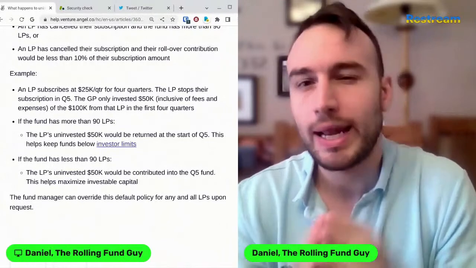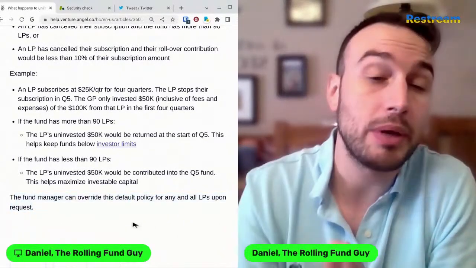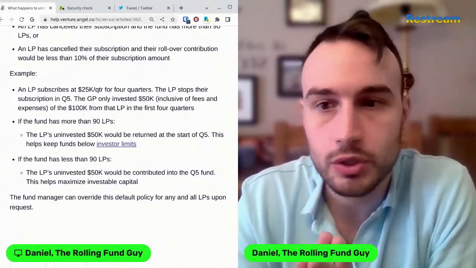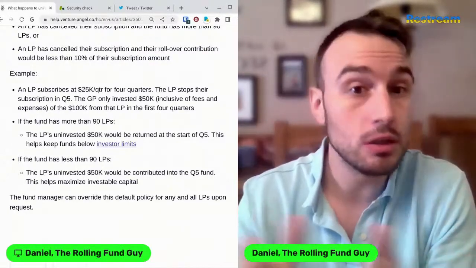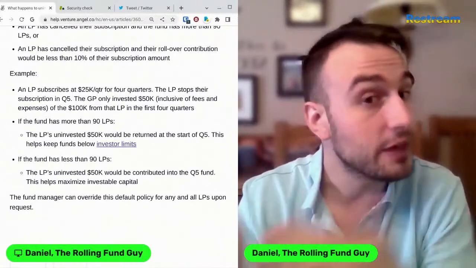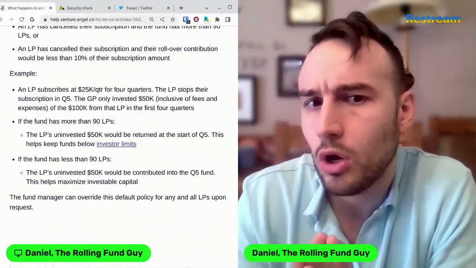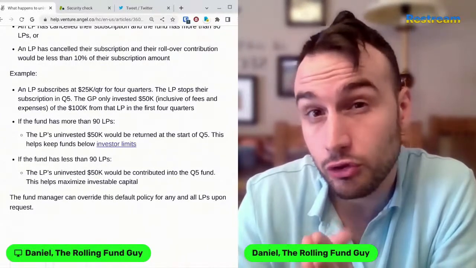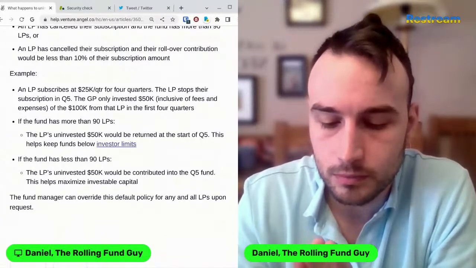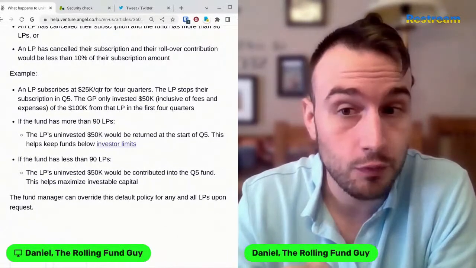Two things that I want to point out on this one. First of all, the fund manager can override this default policy for any and all LPs upon request. GPs do have certain privileges to give kind of privileged deals to special LPs. A GP can waive fees, can waive management fees for certain LPs. I believe you can alter carry distributions for certain LPs as well. And you can override the rollover policy for LPs.